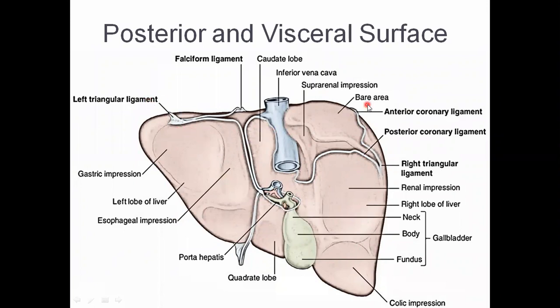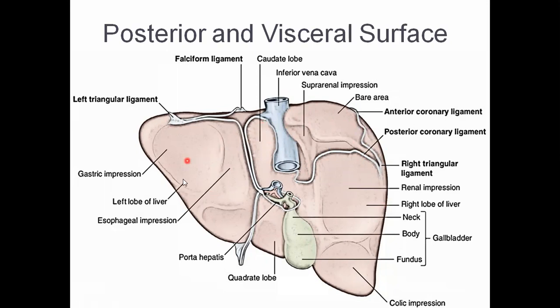First we'll see about the posterior surface. What do we have here? We have the bare area of the liver, which is enclosed by the right triangular ligament, right? As we saw earlier, the right triangular ligament encloses the bare area of the liver. Then we have the groove for IVC and the caudate lobe. All these things are present in the posterior surface of the liver.